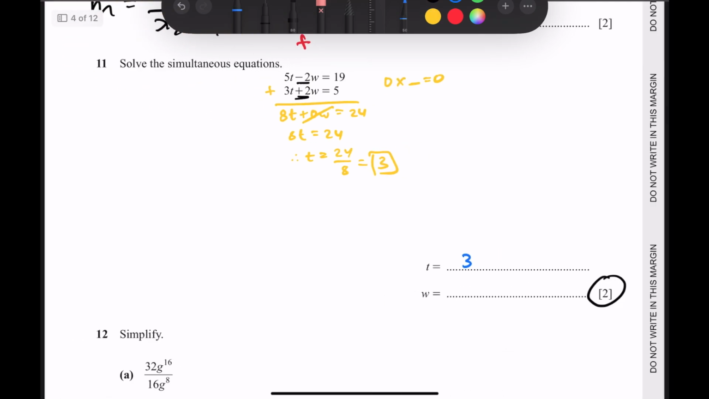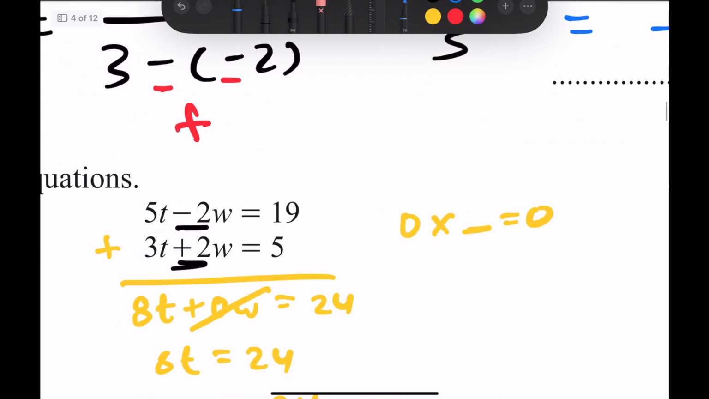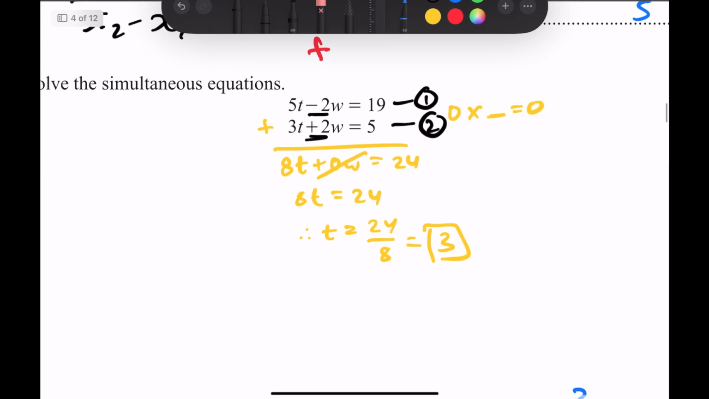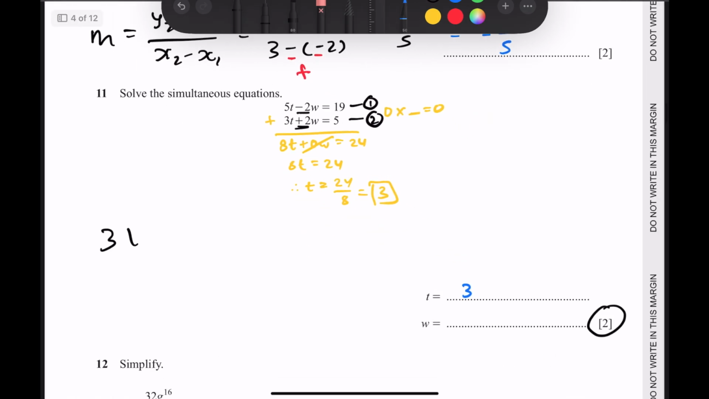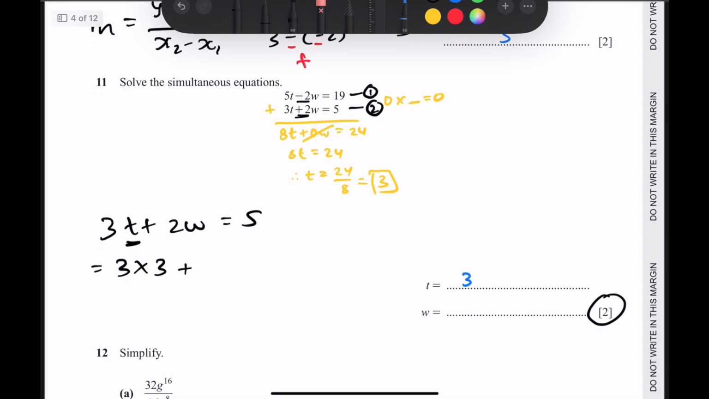Now, with this value of t, we can take any one of these two equations, so either equation 1 or equation 2. For now, I'll take 2. 3t plus 2w is equal to 5. We can sub in the value of t over here. So 3 times 3, since the value of t is 3, plus 2w is equal to 5. So 2w is equal to 5 minus 9, since 3 times 3 is equal to 9.